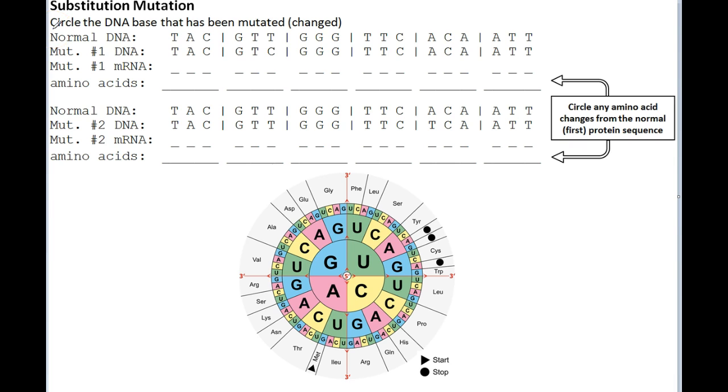Okay, so let's take a look at our substitution mutation. Remember, different sequence than what you have. On yours, make sure that you circle any DNA bases that have been mutated or changed. That T was substituted for a C, that A was substituted for a T. So that original strand of DNA has changed. Now I'm going to transcribe that into mRNA. Remember, A with T, normally we would have had a T inside the RNA, switch that out for a U.